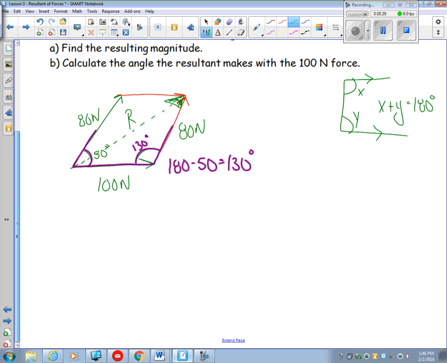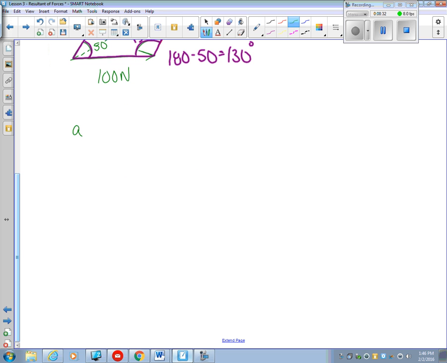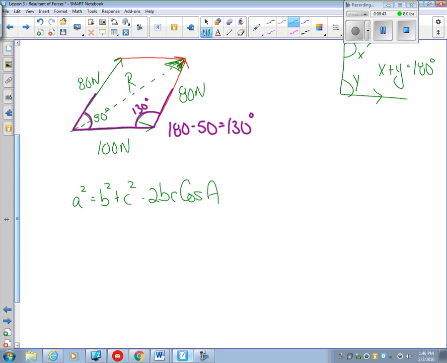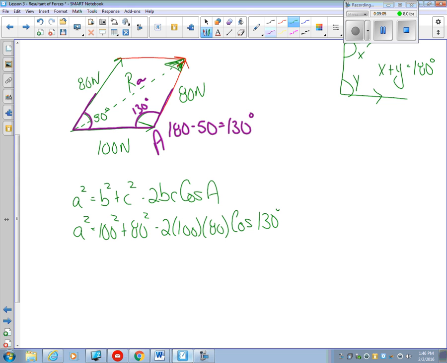Cosine law, if you recall, we're looking for sides. So it's a squared equals b squared plus c squared minus 2bc cos A. A's are the important things. A's are the things that matter. So in our diagram, this is A and this is A. Those are the things that matter. B and C are interchangeable. So we're going to get A squared equals 100 squared plus 80 squared minus 2 times 100 times 80 times the cos of the angle we figured out, which was 130. We like the way this is set up. We can put it all in our calculator at one time.